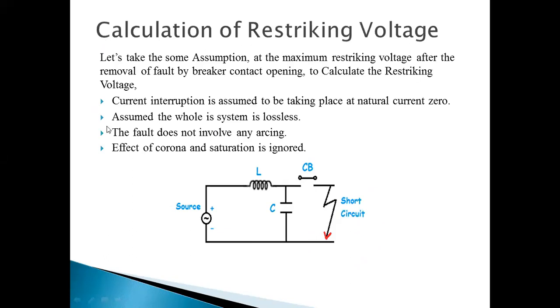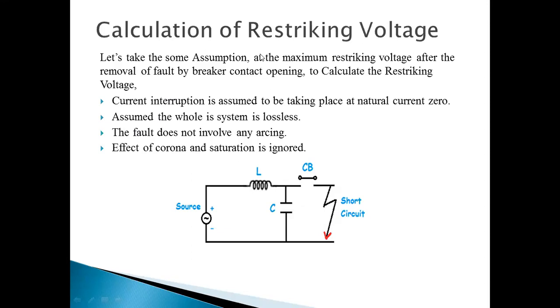Then assume the whole system is lossless, means there is no loss in the system, and the fault does not involve any arcing. Means if any fault occurs, it is not producing any arc, and the effect of corona and saturation is ignored. So these are the assumptions.